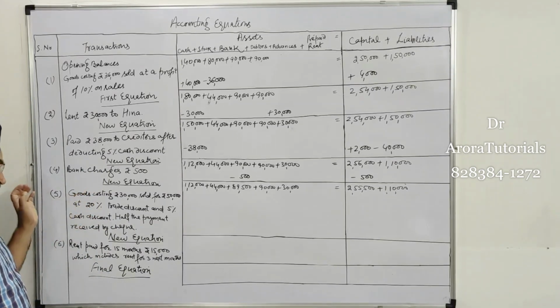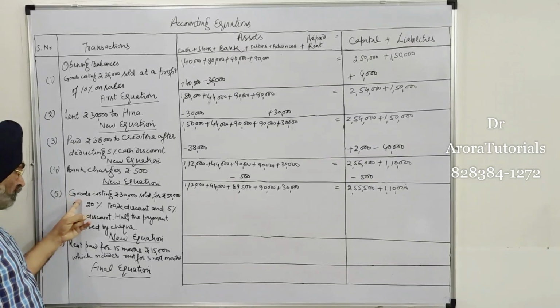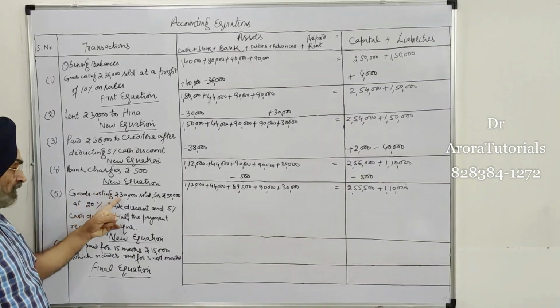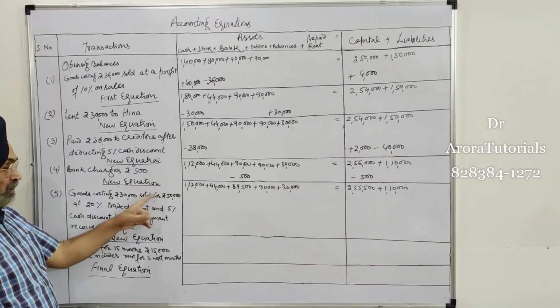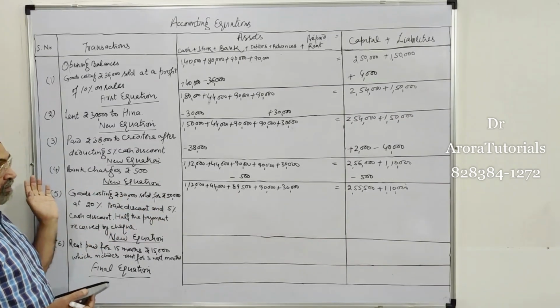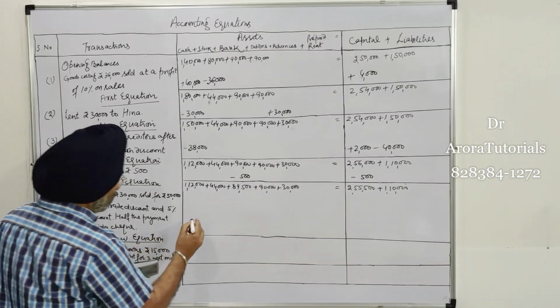Now the fifth transaction. The fifth transaction is a very difficult one. You have to see it very slowly. Goods costing rupees 30,000 sold for 50,000. The cost is 30,000. That means our stock will reduce by 30,000.